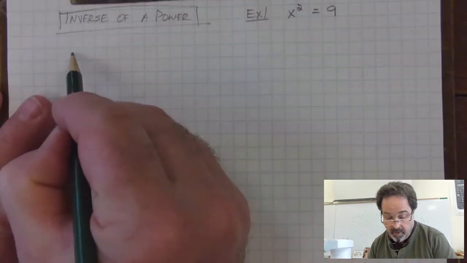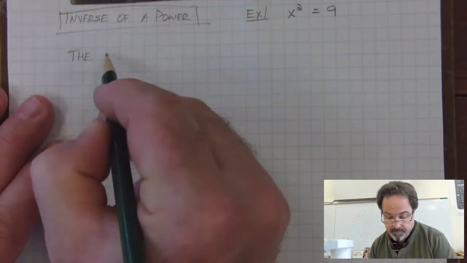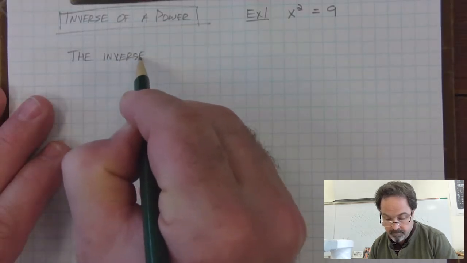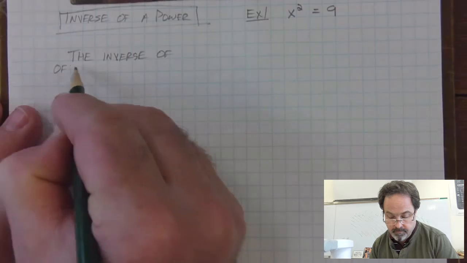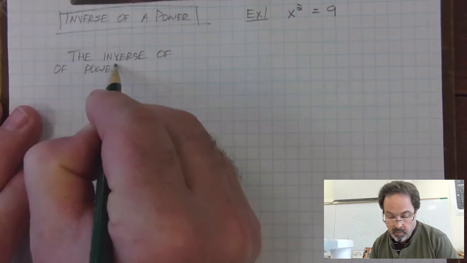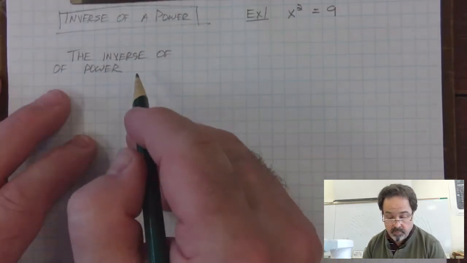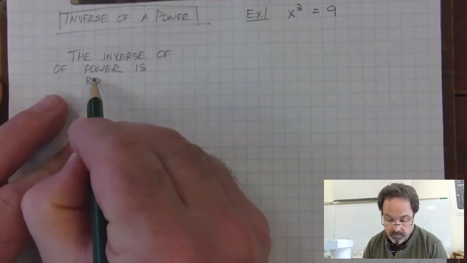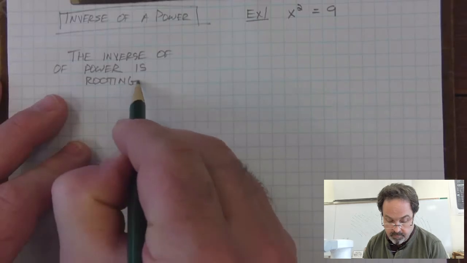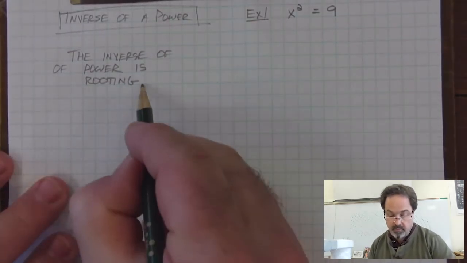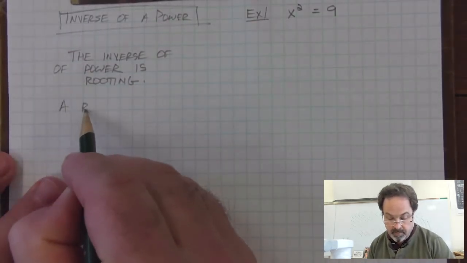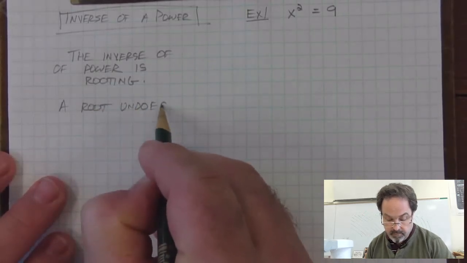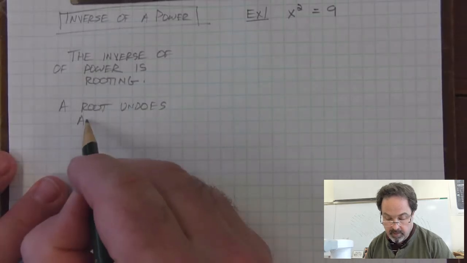The inverse of powering, what will undo a power, an exponent, is rooting. We'd say a root undoes an exponent.